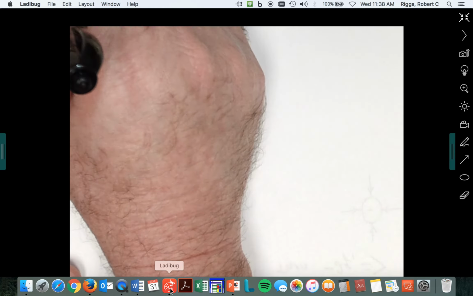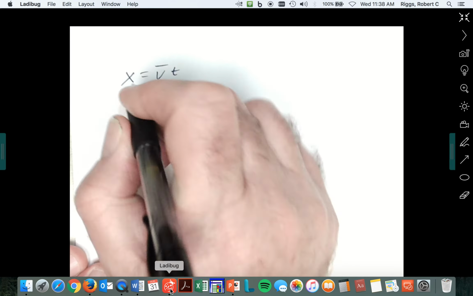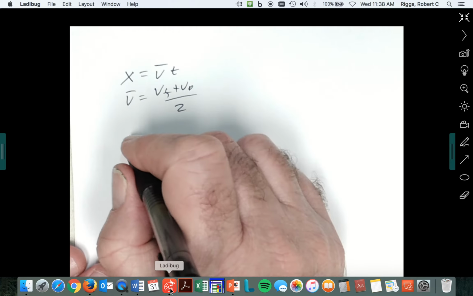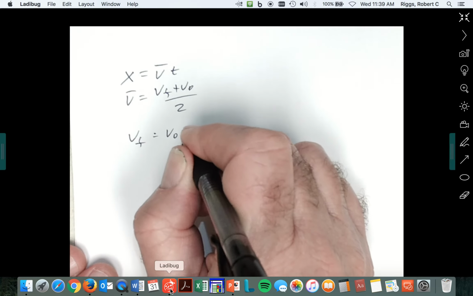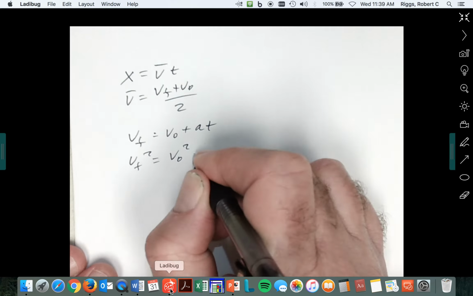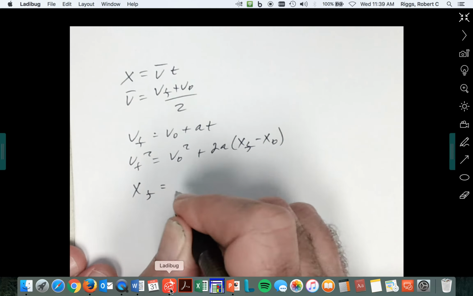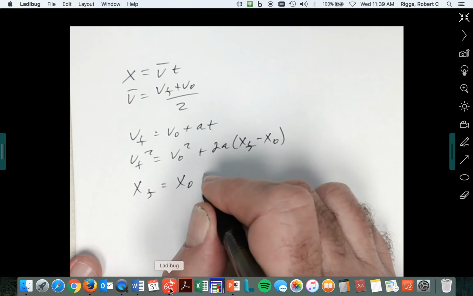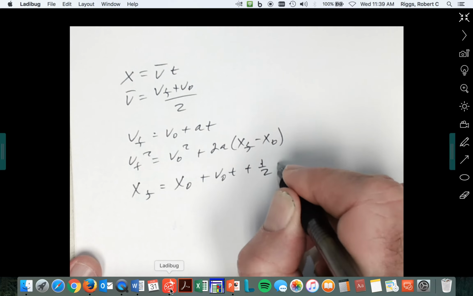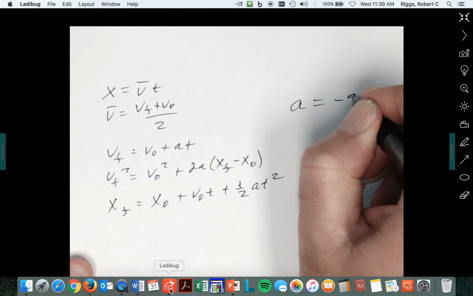So all your other equations, remember, we did x is equal to the average velocity times time, and we found that the average velocity is v final plus v initial, over two. Then v final is equal to v naught plus at, and v final squared is equal to v naught squared plus 2a times x final minus x initial. And then we have the big bear, x final is equal to x naught plus v naught t plus 1/2 at squared. So we're doing the same equations, except that a now is equal to negative 9.8 meters per second squared.